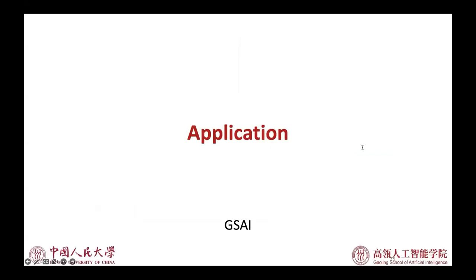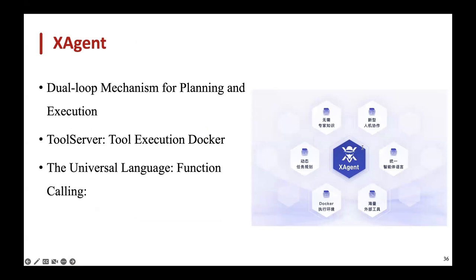Finally, I will discuss some applications for tool intelligence. XAgent is an open source large language model driven autonomous agent that can automatically solve various tasks. It's designed to be a general purpose agent that can be applied to a wide range of tasks. It is designed with the following features: autonomy and safety.